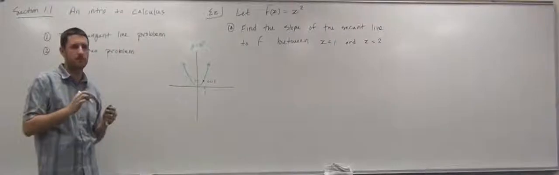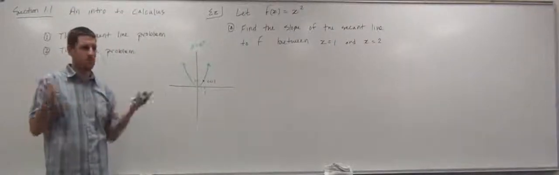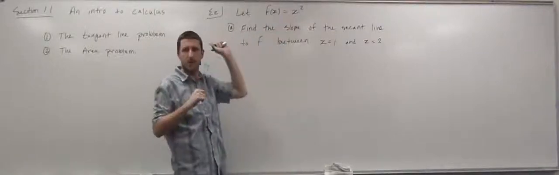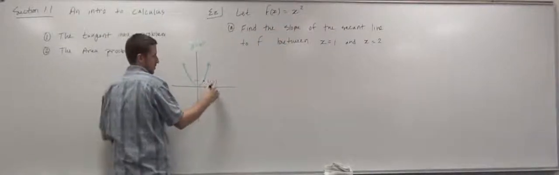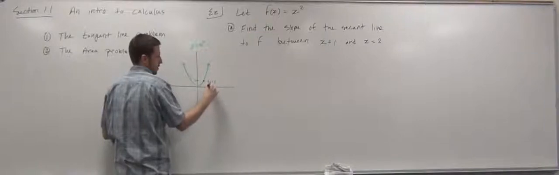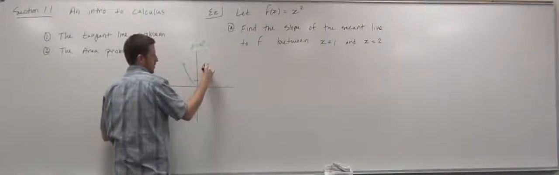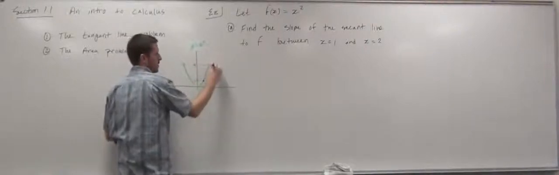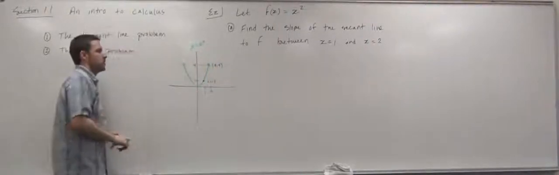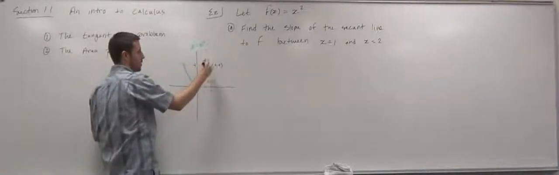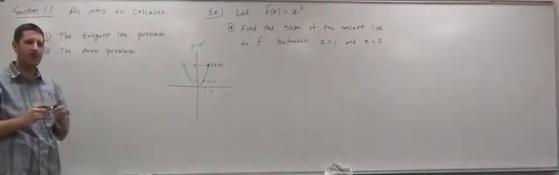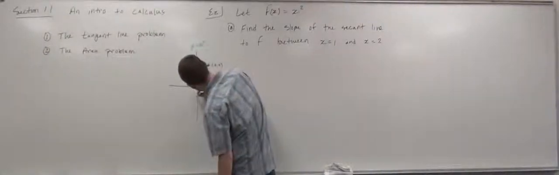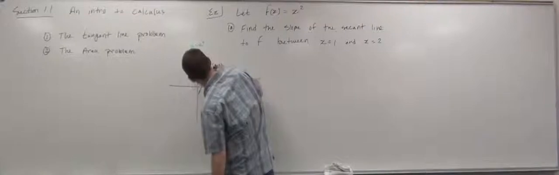If you go to x equals 1 on your graph, you're at the point 1, 1. How do I get that? 1 squared is 1, right? Plug it into the function, f of 1, 1 squared. If I go to 2, what do I get? 4, right? 2 squared. Because the question is asking for slope, pretty much the only thing I can be asking you to do is find the slope of the line that goes right through these two points.